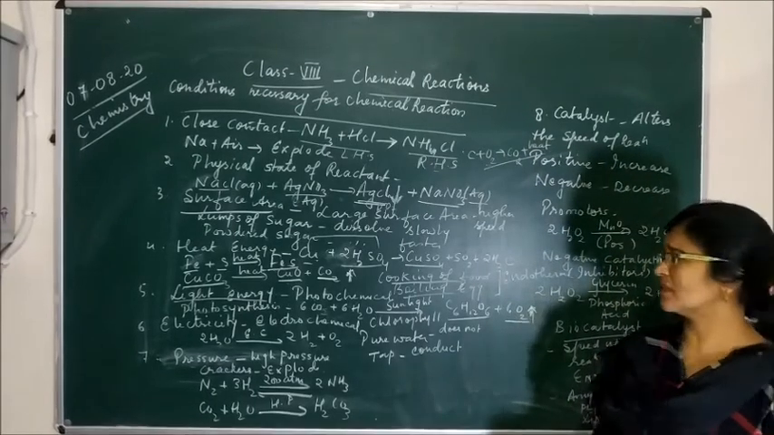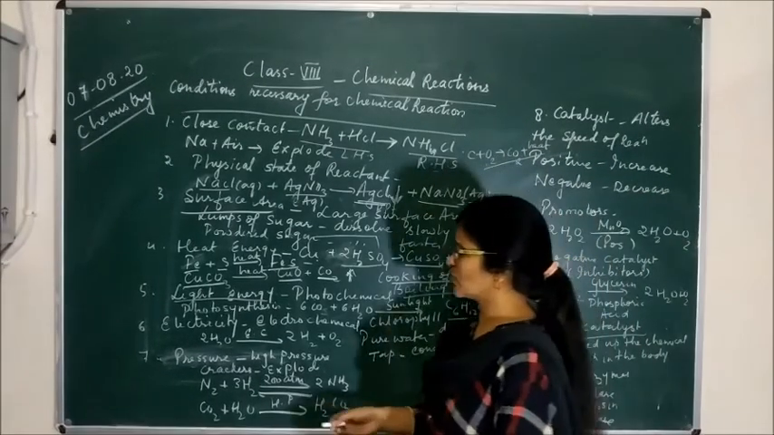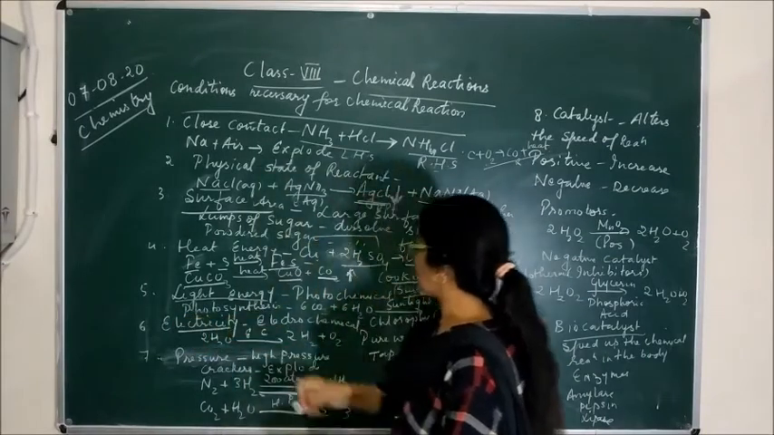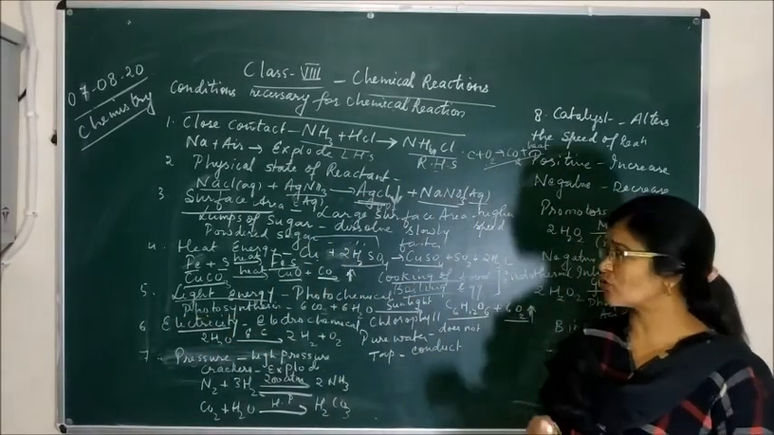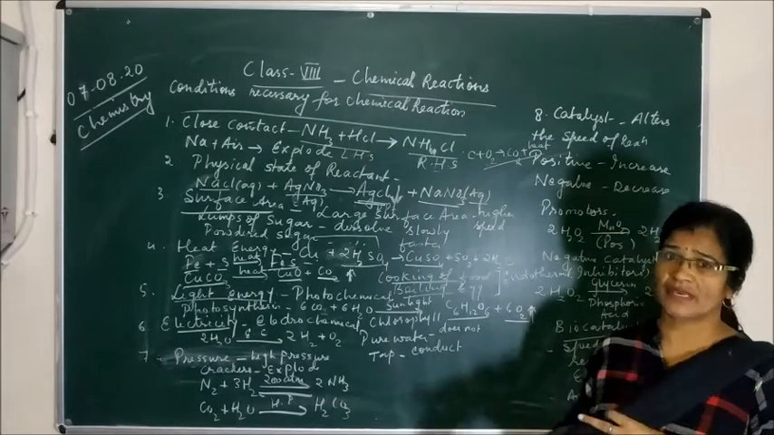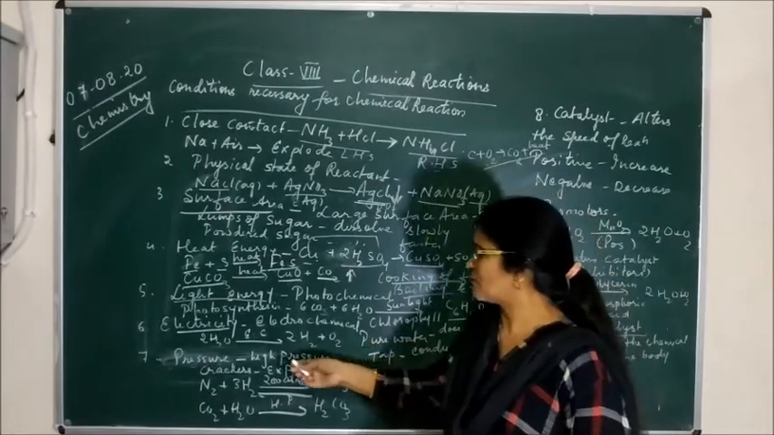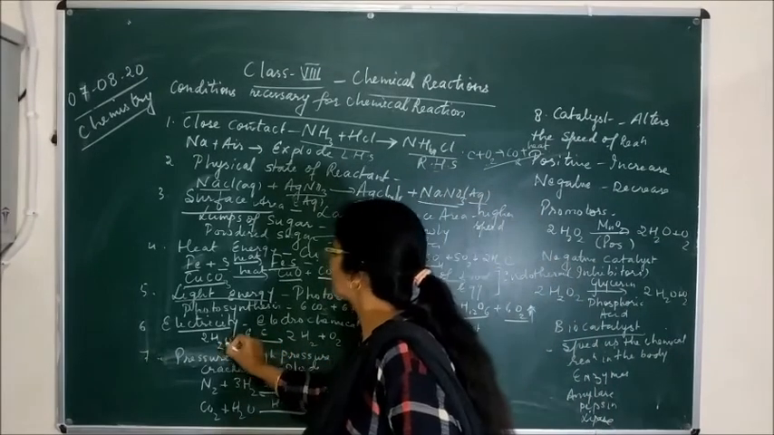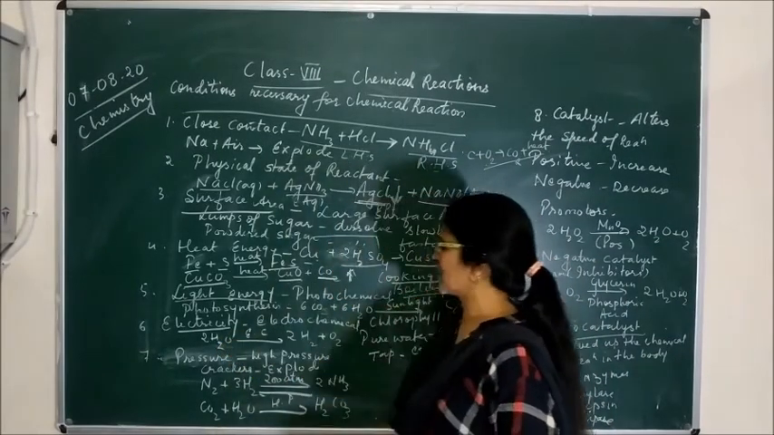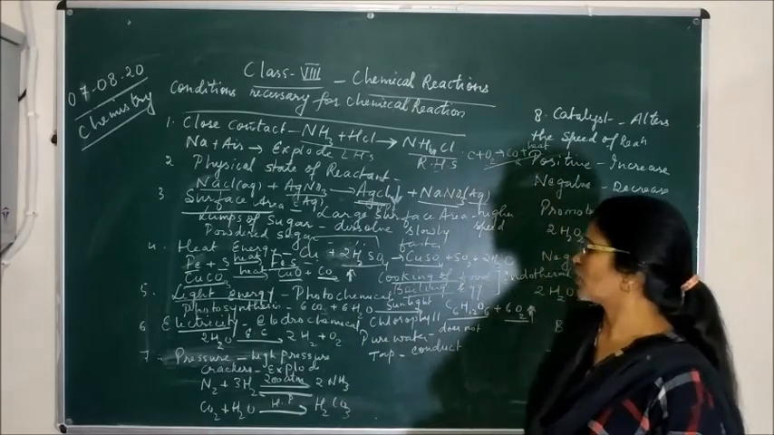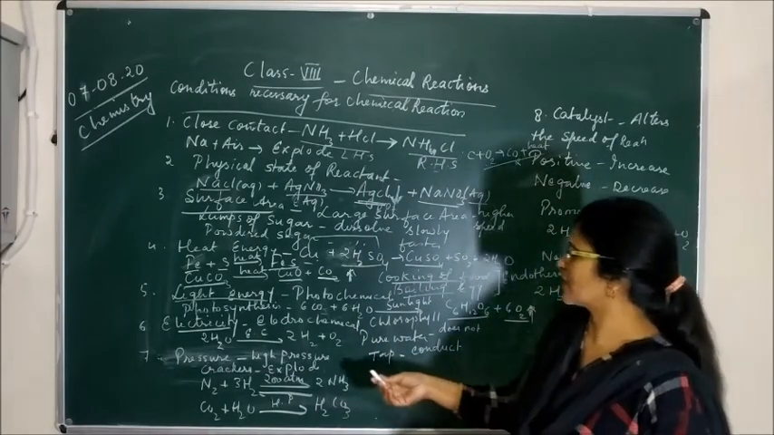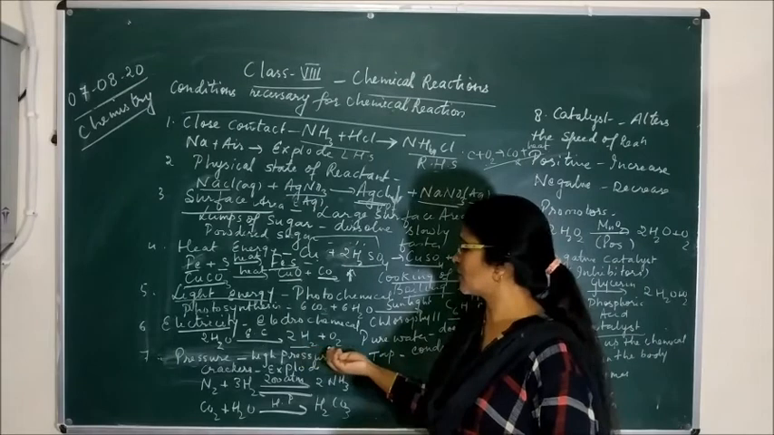Some reactions require electricity also to decompose. This type of reaction is called an electrochemical reaction, because the chemical reaction takes place when the electric current is supplied. Like water: when electric current is supplied to the water, it decomposes into hydrogen and oxygen.